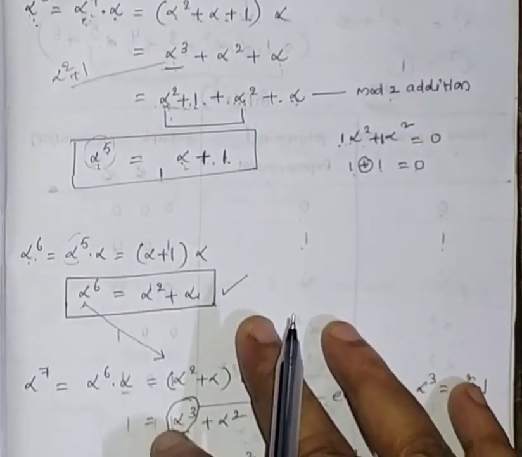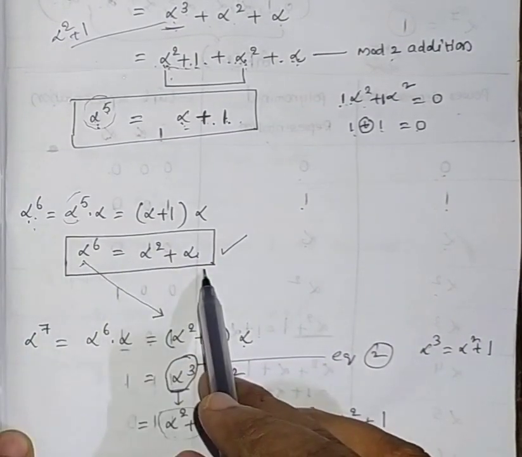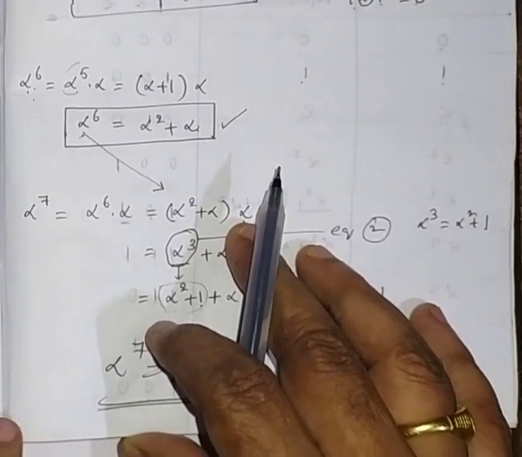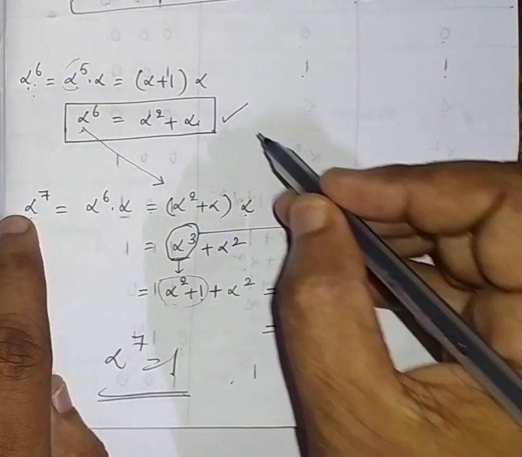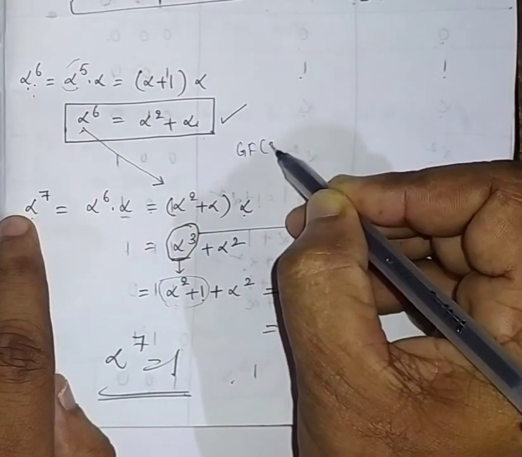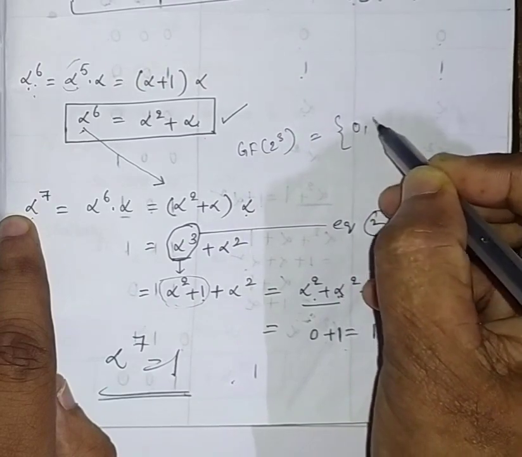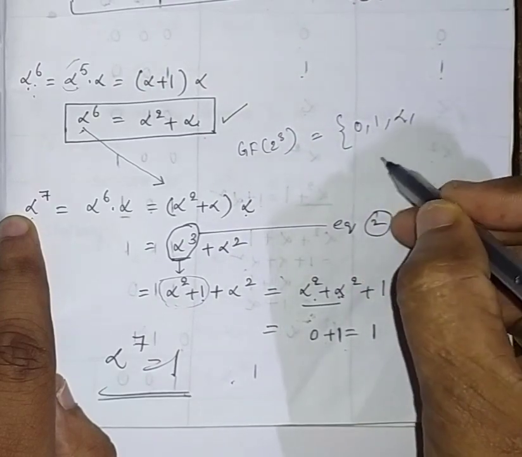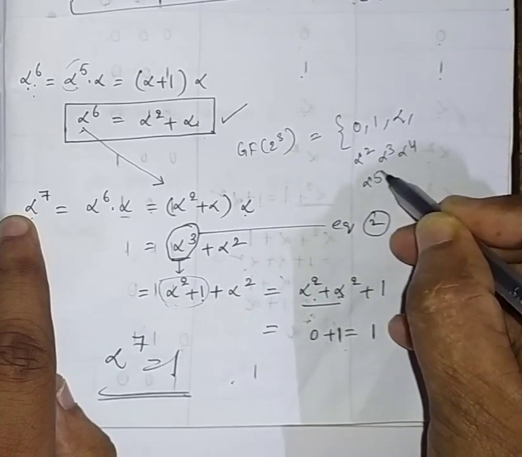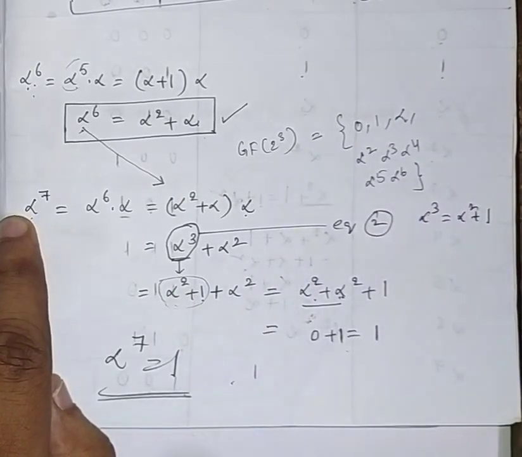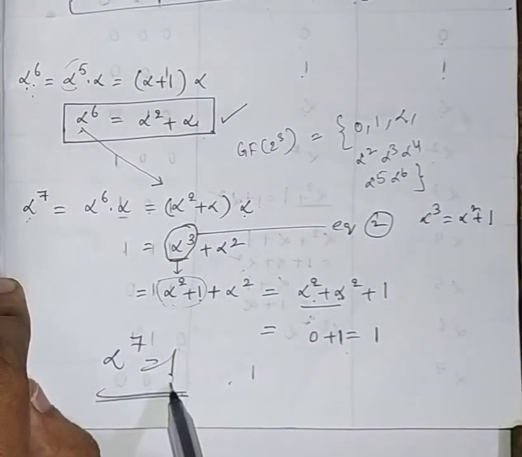Right? So similarly, calculate alpha power 6, and it is the equation for alpha power 6. And similarly calculate alpha power 7. It is not there in the list of the Galois field 2 power 3, that is equal to the set 0, 1, alpha square, alpha cube, alpha power 4, alpha power 5, alpha power 6. Right? If you substitute alpha power 7, then its value is equal to 1 finally.